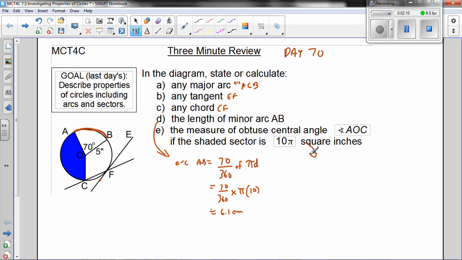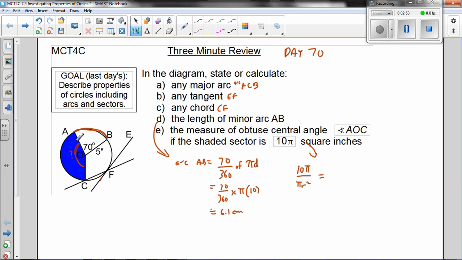Okay? E is more interesting. The measure of obtuse central angle AOC. So this angle here, AOC, that's what we want to find in E. If the shaded area, so this blue section, is 10 pi square inches. Well, how do we do that? I mean, this is backwards. We're given the area, right? Well, we know that the area of the sector compared to the entire area, which is just pi r squared, r is 5, so I could fill that in, and I'm going to in a second, is the same as the fraction of the circle that I've got.